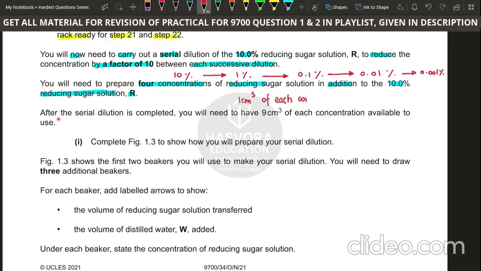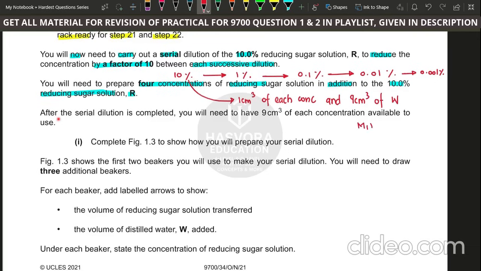For example, if I am preparing 1%, I'll be taking 1 cm cube of this concentration, and the rest will be water. So what is the total? It is 10. If I take 1 cm cube of the 10%, this means I'll be adding 9 cm cube of distilled water W.